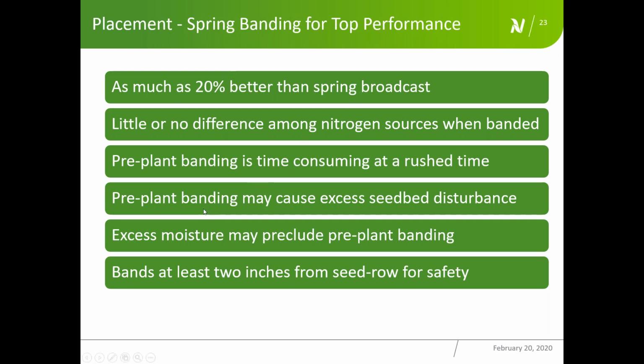Also recognizing, particularly in dryland systems where moisture is limited, the banding may cause more seed disturbance and greater loss of soil moisture because we're opening the soil up. So there we might consider banding with the planter, either a seed placed application or mid-row or side-row banding with our seeders to save operations, save time, save traffic over the field, and reduce soil disturbance.